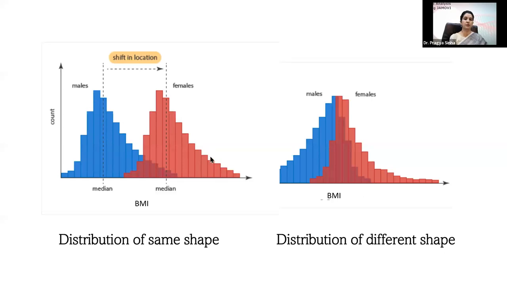this is a right skew. Skew we basically see with the direction of the tail. Since the tail is going towards the right, we say it's a right skew. So both the datasets, male and female, are in the same shape.